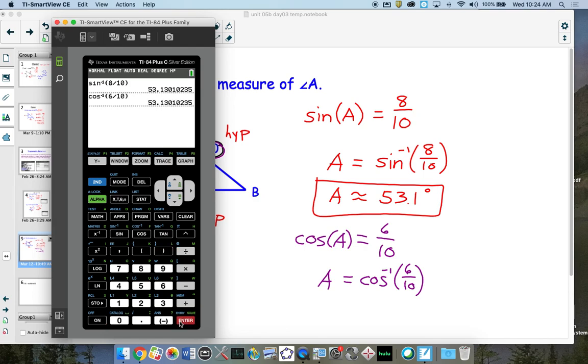Oh my gosh, same answer. It doesn't matter. Well, it should be. We should have the same angle for whatever we set it up with. So we'll get the same answer for that.